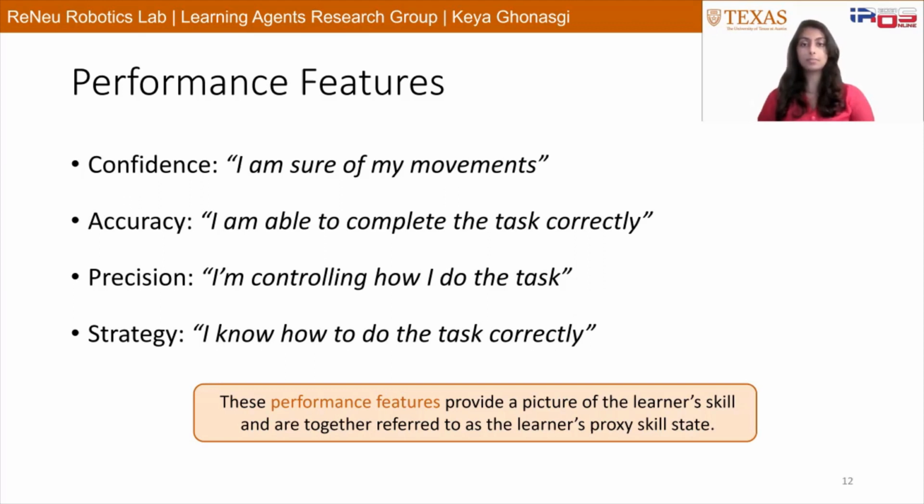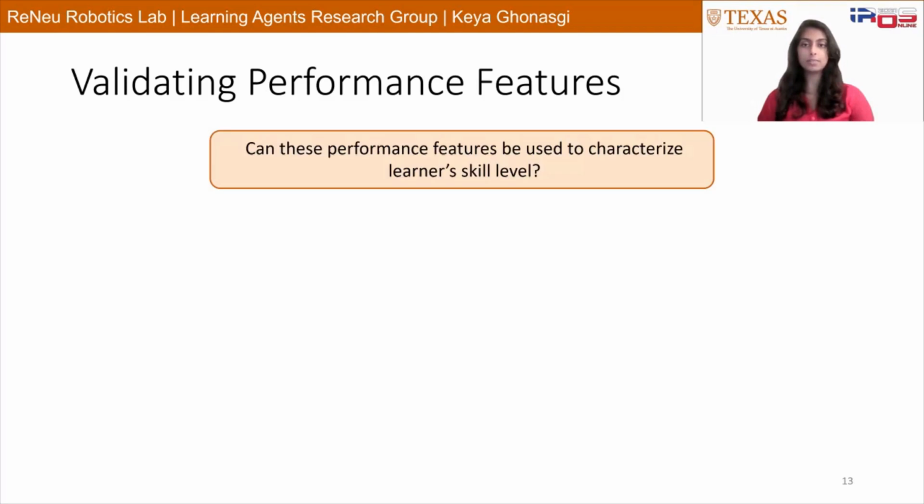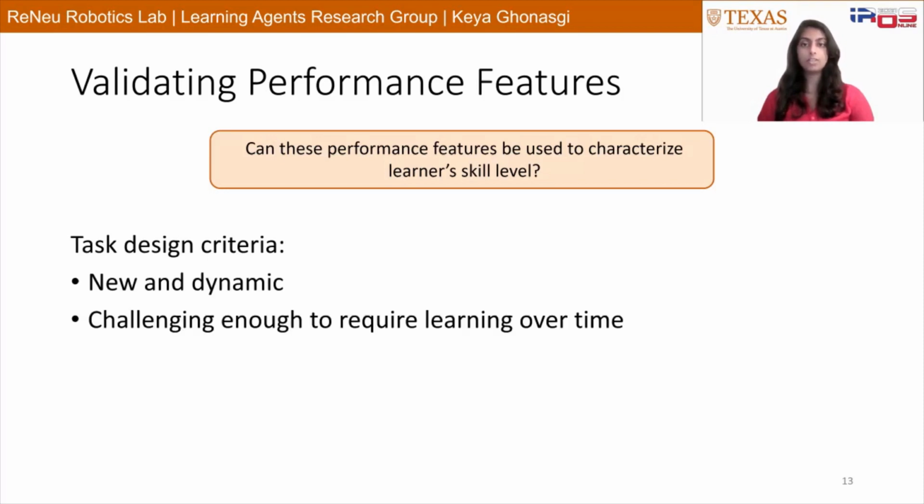We now need to demonstrate the use of our performance features in defining the proxy skill state and furthering our goal of curriculum design through an example task. This task must be designed to satisfy the following criteria. It has to be novel enough to require learning, challenging enough to facilitate improvement through practice, but not so challenging that it cannot be learned, and easy to modulate in terms of difficulty with the goal of creating intermediate source tasks to be used in a curriculum.